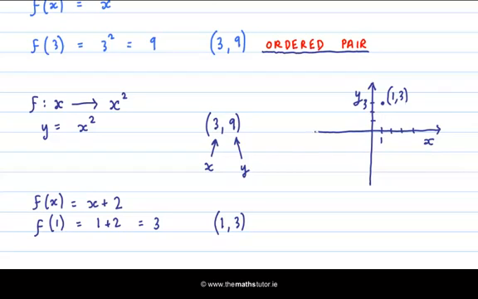The input is the x and the output is the y. The input comes from the x-axis. We go across to the input, which is 1, and we go up to the output, which is 3, and we plot our point. In the same way, f of 0 is equal to 0 plus 2, which is 2. So 0 is mapped onto 2, and that's this point here. And so on and so forth. In fact, this will end up being a straight line, which you can plot like so.